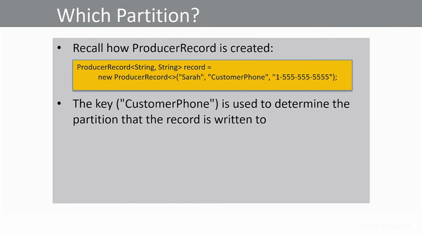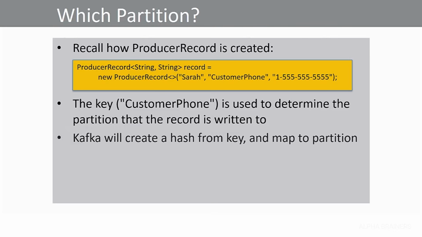Now, I'm not saying that there's actually a partition called customer phone, but if you realize that you want to store all the records in one partition for this particular situation, this particular write I'm dealing with, then the consumer, when it reads from that one partition, knows the data it's actually getting. You can provide a key, and the key is going to be used to determine which partition is written to.